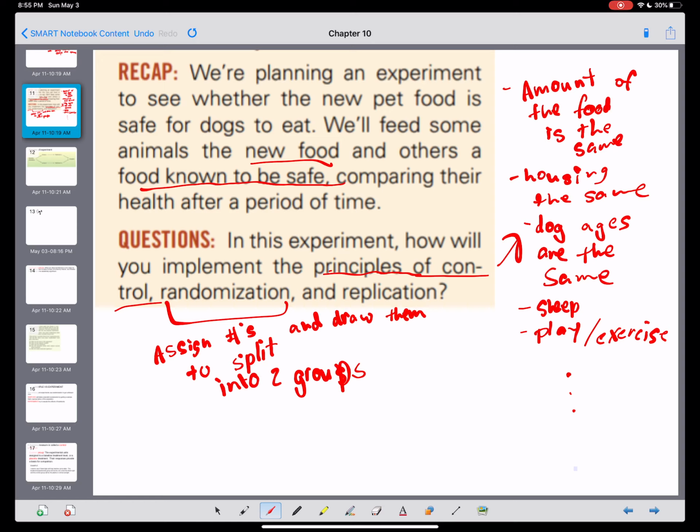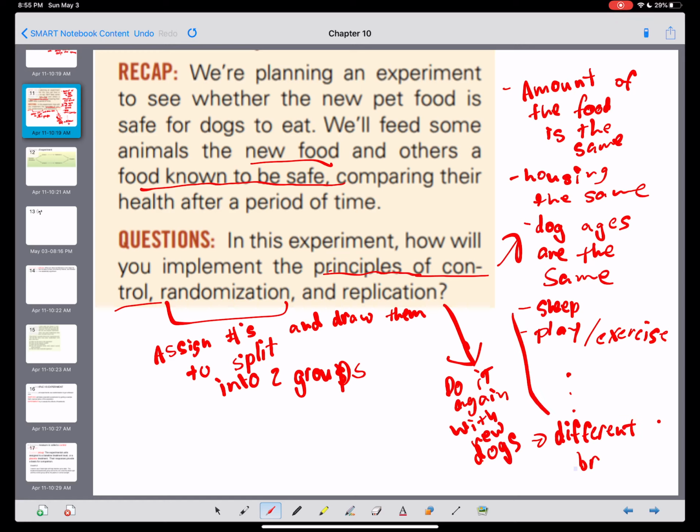Okay. And then how would you do replication? That just means I would just do it again. Do it again with new dogs. Maybe a different breed. Do it with different genders, male and female. Run an experiment with all male dogs, do an experiment again with all female dogs, and so on and so forth. The more that you do, the better it's going to be.